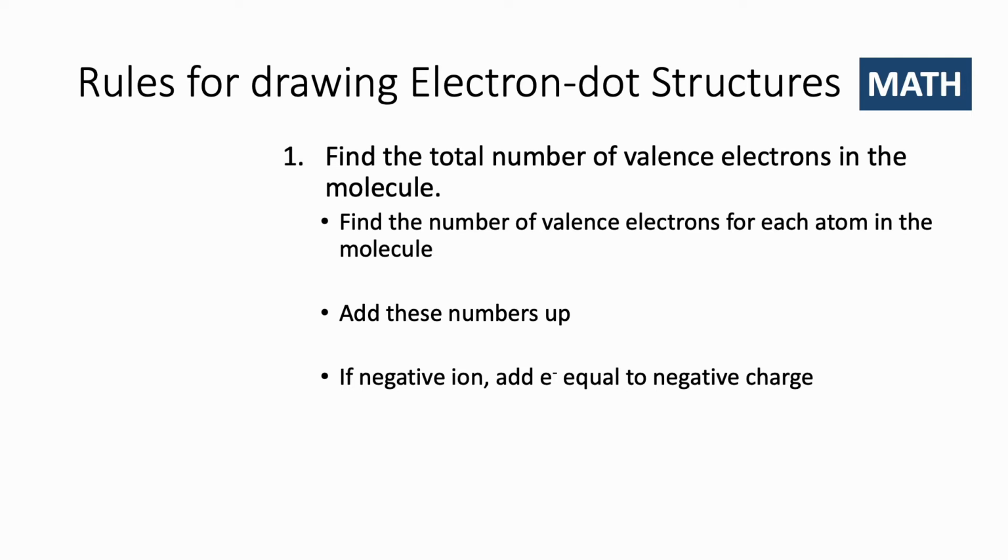So if you have a negative ion, it's negative because you have more electrons than you technically ought to have. So you're going to add the number of electrons equal to whatever your negative charge is. So 1 electron if it's a -1 ion, 2 electrons if it's a -2, and so on. If it's a positive ion, you're going to take electrons off that equal the positive charge. So if it's a +1 ion, you're going to subtract 1 electron from the total. If it's a +2, you're going to subtract 2, and so on.